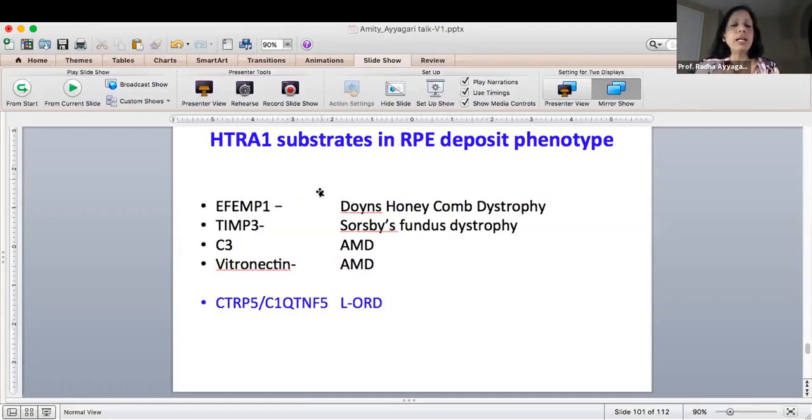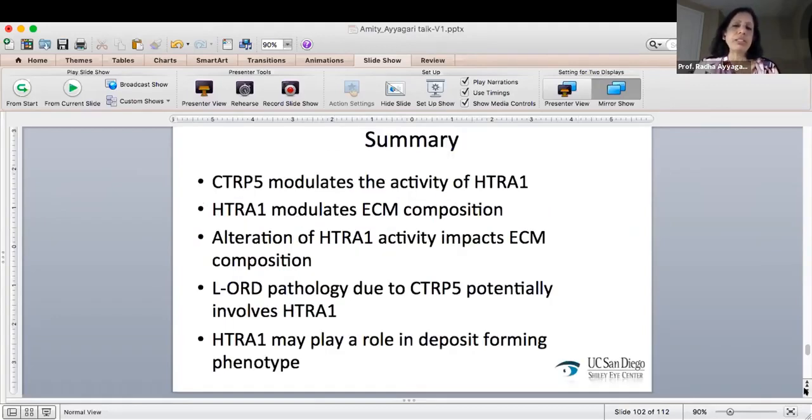models. Now this is another project we are focusing on, to understand how this particular network of proteins leads to pathology through their interaction, and these are all extracellular matrix proteins.